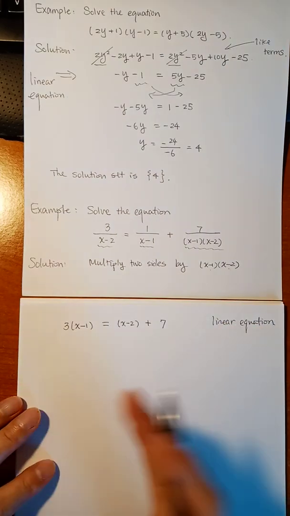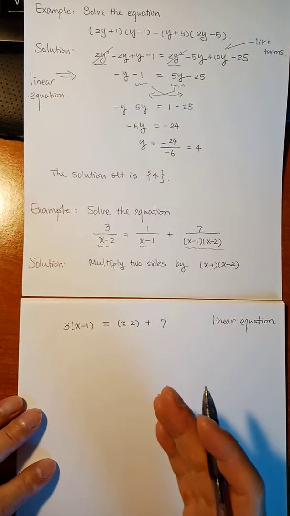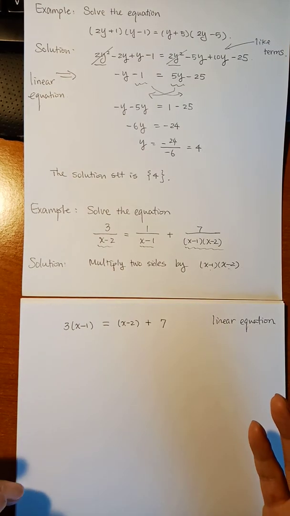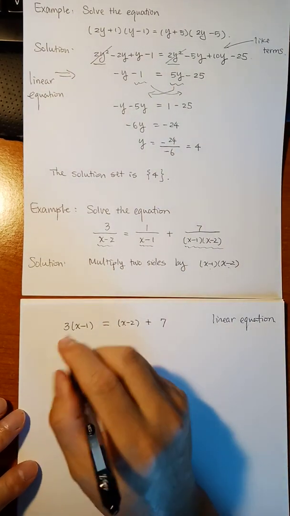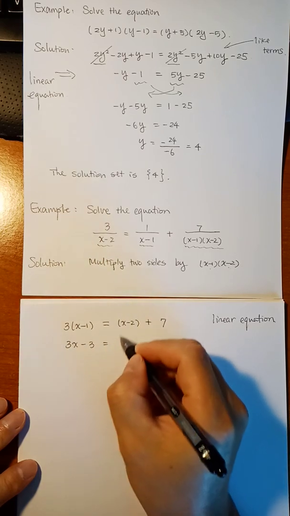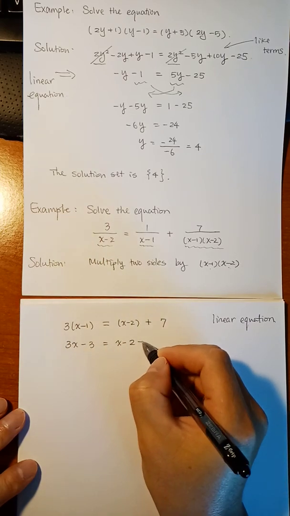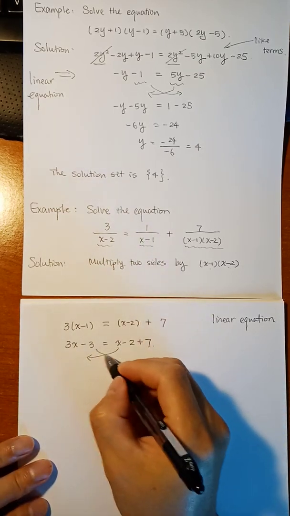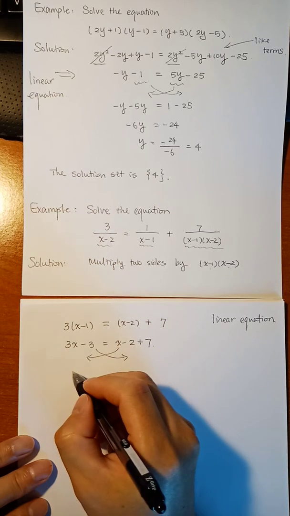All right? Now let's try to simplify it. We're going to move x to the left side, all x to the left side, all numbers to the right side. So first, it's 3x minus 3. Here's x minus 2 plus 7. And then we're going to move x to the left side, negative 3 to the right side.